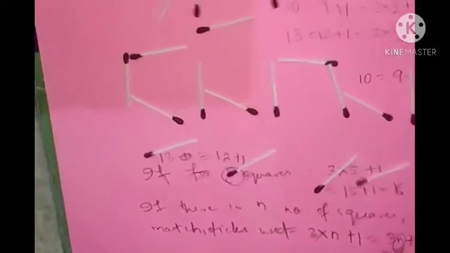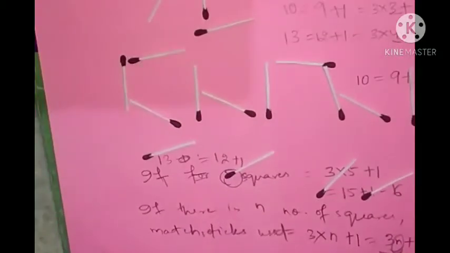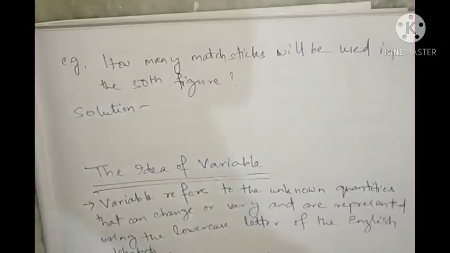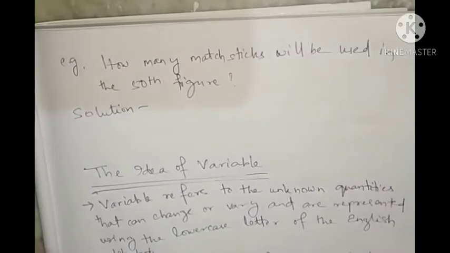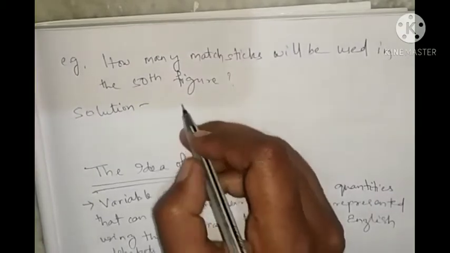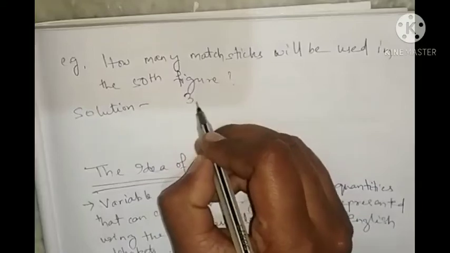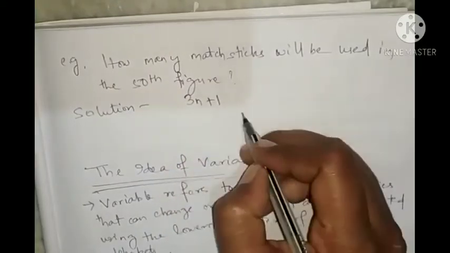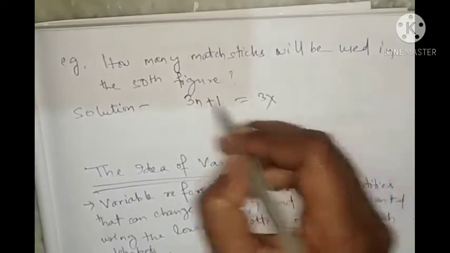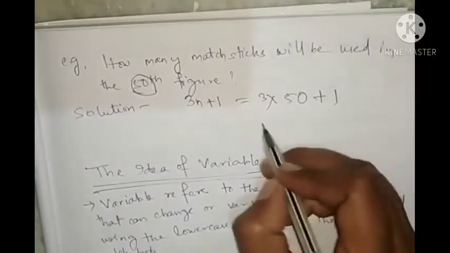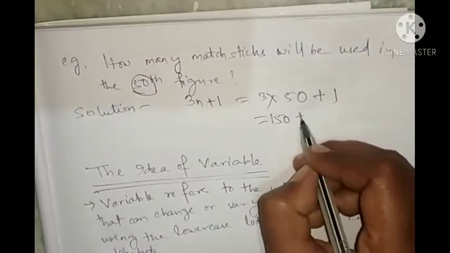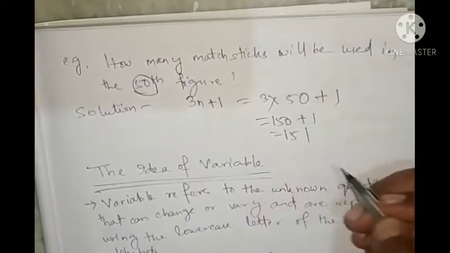And here you see, how many matchsticks will be used in the 50th figure? If there will be the 50th figure, what will you do? We know that for 3n plus 1, in place of n we will put 50. 3 into 50 plus 1, that is 150 plus 1, that is 151.